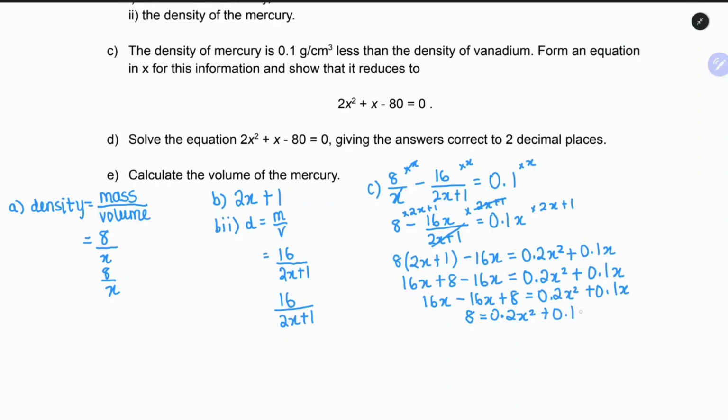Plus 0.1x. And then we're going to take it to the same side, obviously. And then we're going to have 0 is equal to 0.2x squared plus 0.1x minus 8. So now we're going to have to reduce it. We want to remain just with that 2x squared.